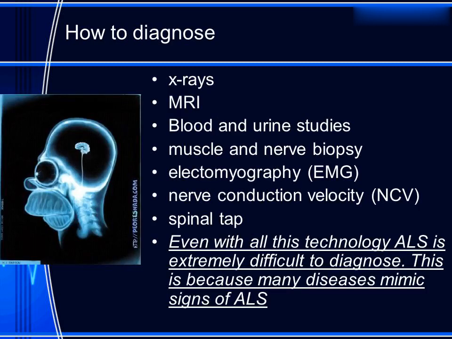How to diagnose: X-rays, MRI, blood and urine studies. Muscle and nerve biopsy. Electromyography, EMG. Nerve conduction velocity, NCV. Spinal tap. Even with all this technology, ALS is extremely difficult to diagnose. This is because many diseases mimic signs of ALS.